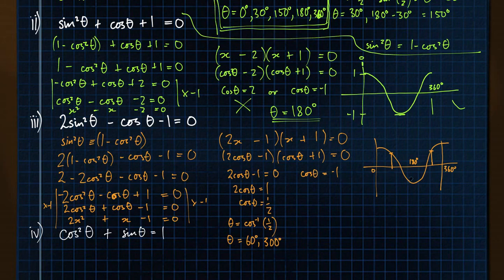From this solution, cos theta equals minus 1. The only solution I'm going to get there is 180 degrees. So my solution overall lists all of these values, not cos theta, just theta itself. Theta equals 60 degrees, 180 degrees, and 300 degrees.